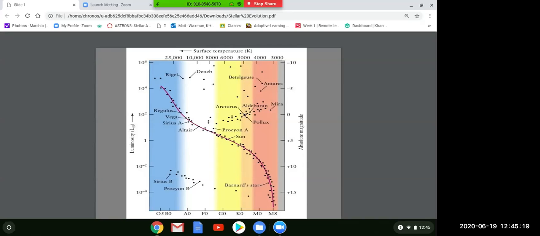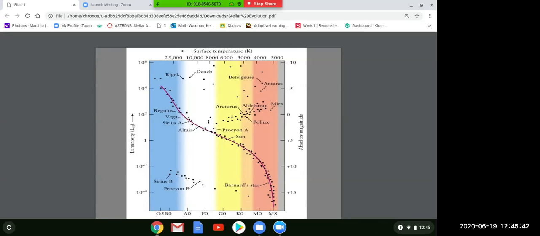You have these stars: Arcturus, Aldebaran, Mira, Pollux, giants. Then you have these stars on the main sequence: Altair, Sirius A, Vega, Regulus. And then down over here are the red dwarfs, very, very common stars. Look at this: Procyon B, Sirius B, white dwarfs. Some of the white dwarfs are actually bluish in color. They're blue dwarfs, but we call them white dwarfs.